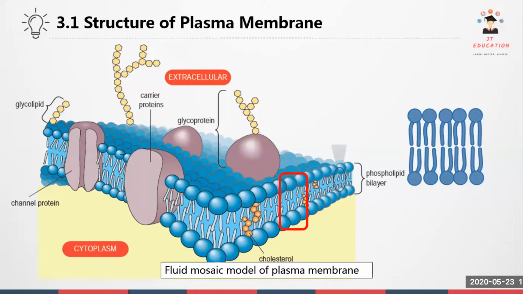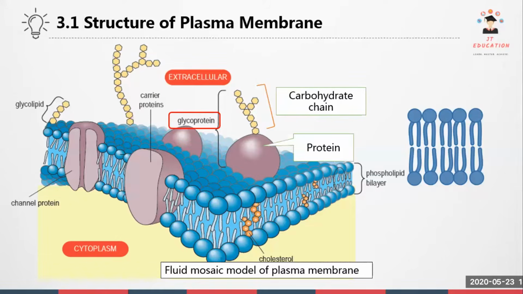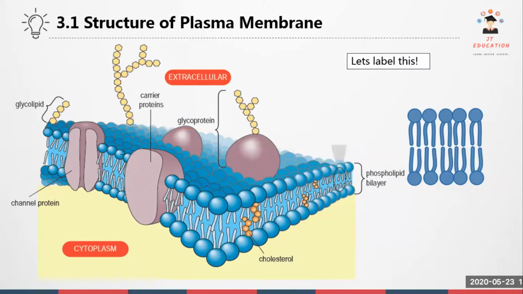Alright, let's look at what is on the plasma membrane. First, we have the glycoprotein facing the extracellular side of the cell, which means the outside of the cell. Remember, glycoprotein is a combination of carbohydrate plus protein. Then we have the yellow chain, which is the carbohydrate chain, and the purple one is the protein. So together, this structure is the glycoprotein.